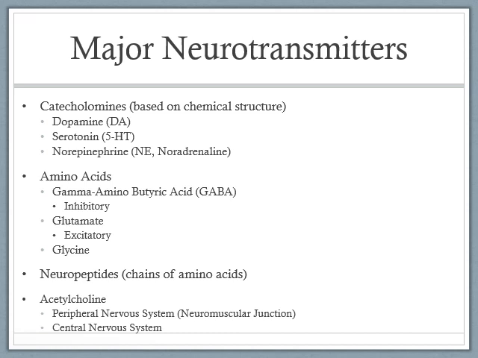Here are your major transmitters. So I'm sure you've heard of some of these, such as your catecholamines. These are based on chemical structure. So dopamine, serotonin, and norepinephrine. Your amino acids are GABA or gamma aminobutyric acid, glutamate, or glycine. And you'll notice here GABA is inhibitory and glutamate is excitatory, and that's important to know moving forward. And acetylcholine.